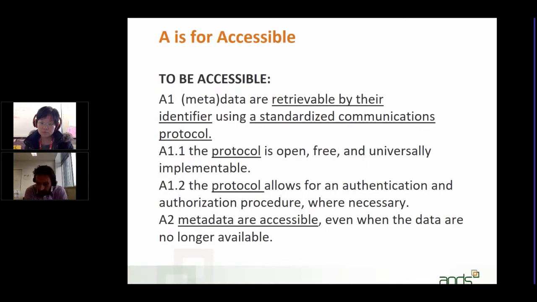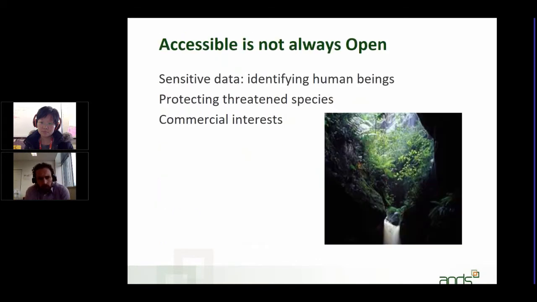So that could be if consent for use was only for a limited period of time, or maybe there's been a legal takedown notice, or something along those lines that really make it impossible to make the data available any longer. In that case, it is valuable to still keep up a metadata record describing the data and explaining that the data is no longer available. Now, just to reinforce that accessible does not always have to be open.